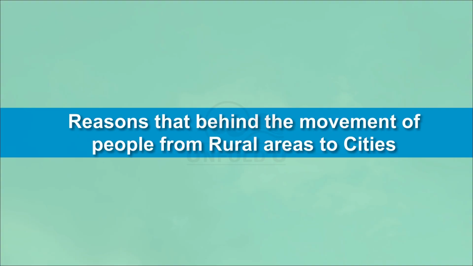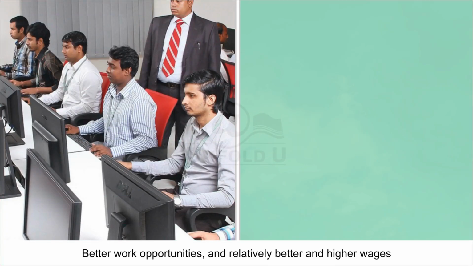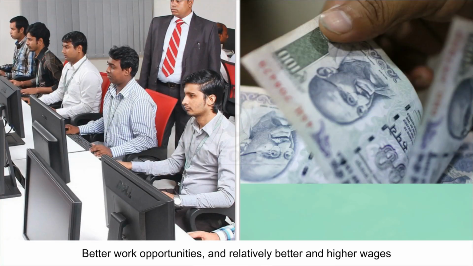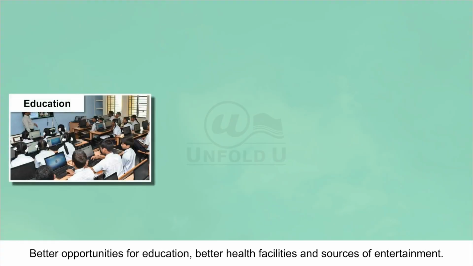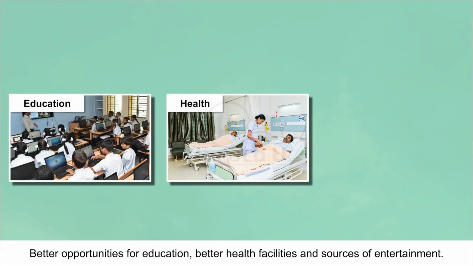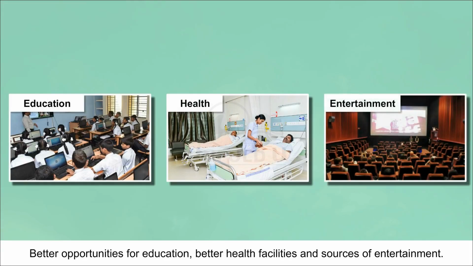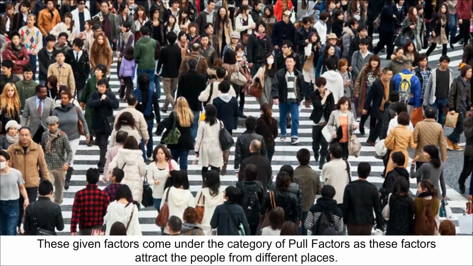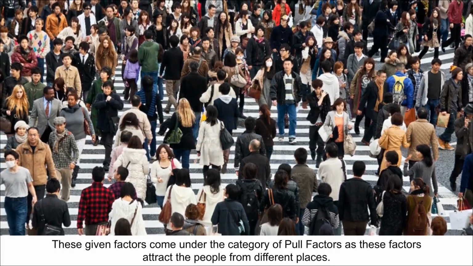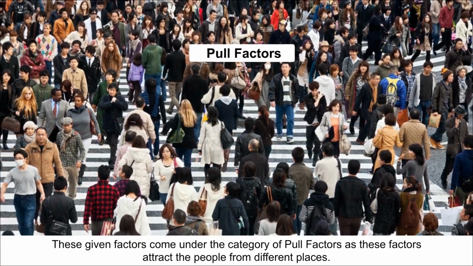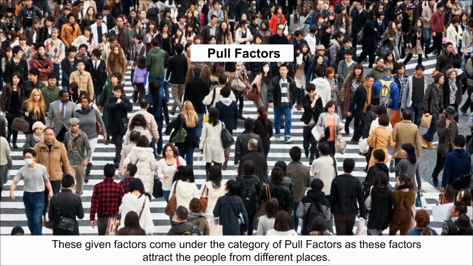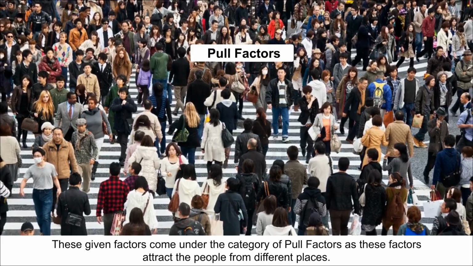Reasons behind the movement of people from rural areas to city. Better work opportunities and relatively better and higher wages, better opportunities for education, better health facilities, and sources of entertainment. These given factors come under the category of pull factors, as these factors attract the people from different places.